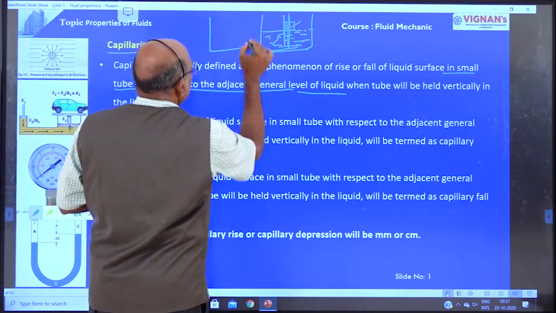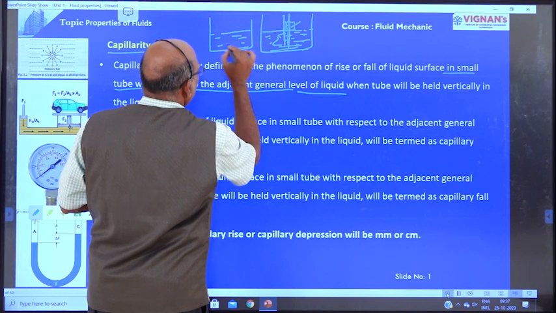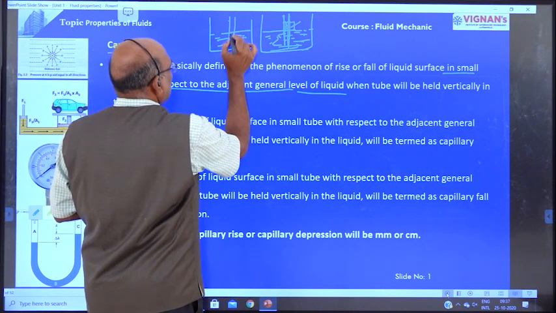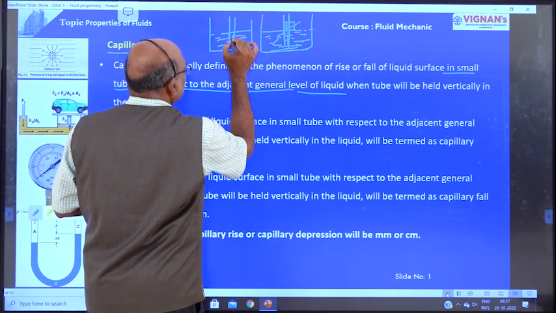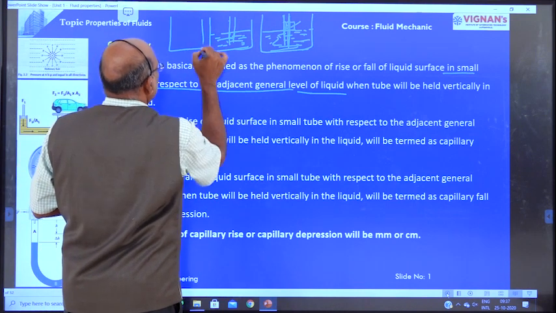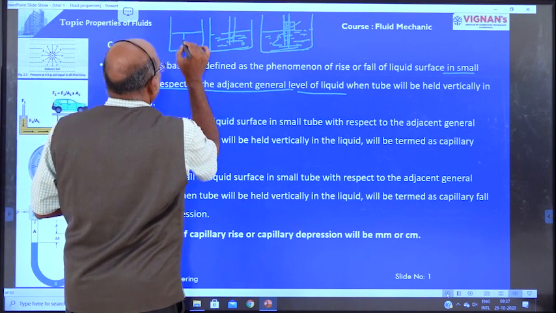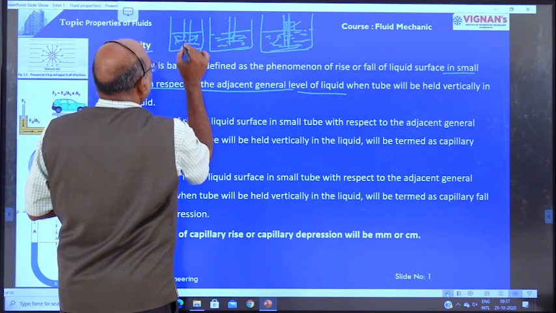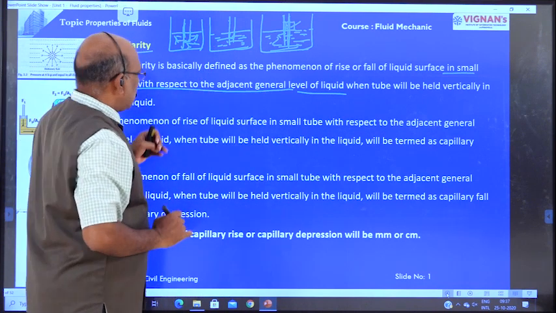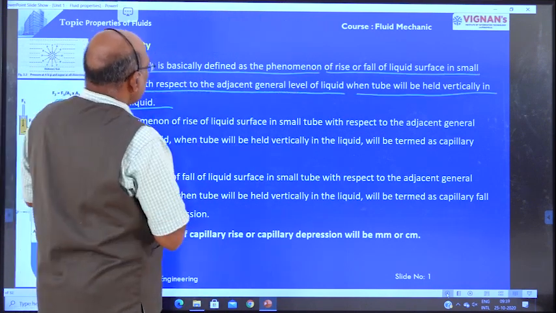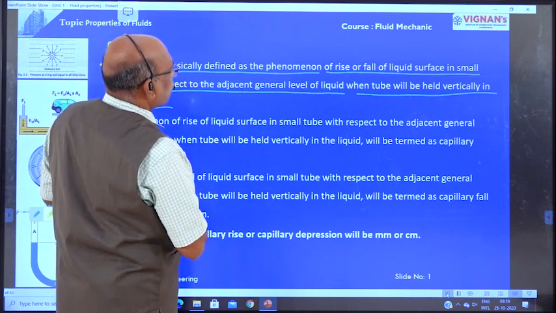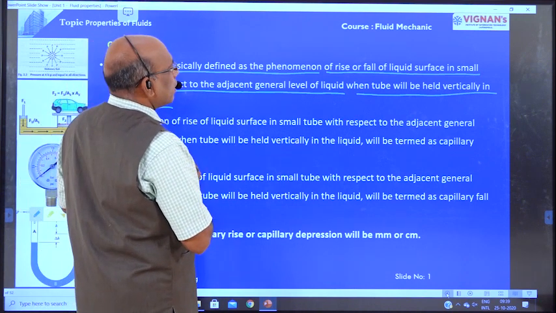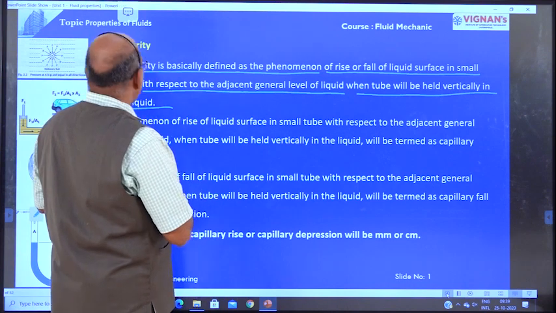In some cases, if a heavy liquid is filled in the beaker or container, we are going to provide one piezometer like this or one small glass tube like this. The liquid level in the glass tube reduces. So here we are going to provide one glass tube. Here the water level in the glass tube reduces. Capillarity is basically defined as the phenomenon of rise or fall of liquid surface in the small tube with respect to the adjacent general level of the liquid when the tube is held vertically in the liquid.